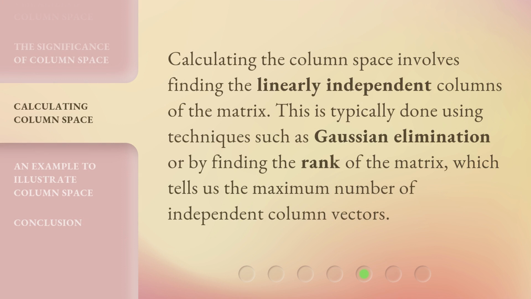Calculating the column space involves finding the linearly independent columns of the matrix. This is typically done using techniques such as Gaussian elimination or by finding the rank of the matrix, which tells us the maximum number of independent column vectors.